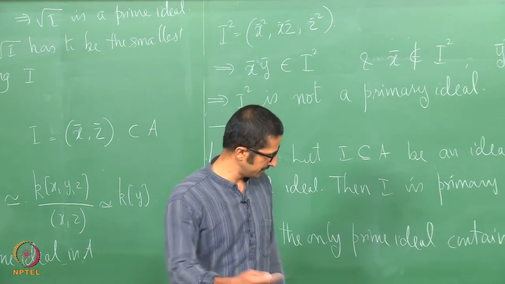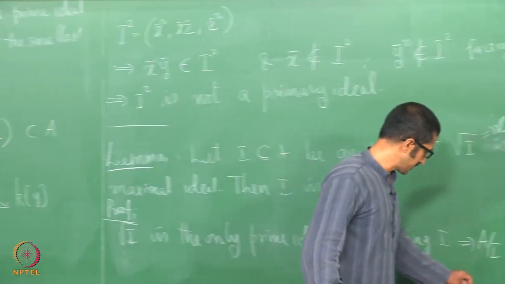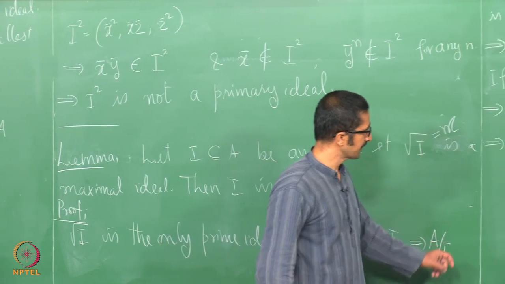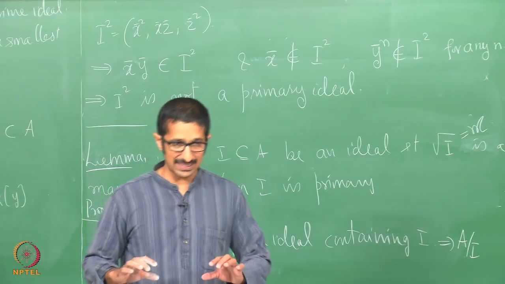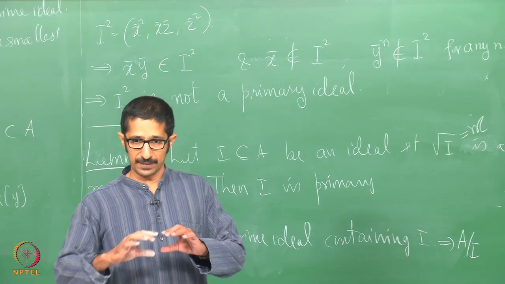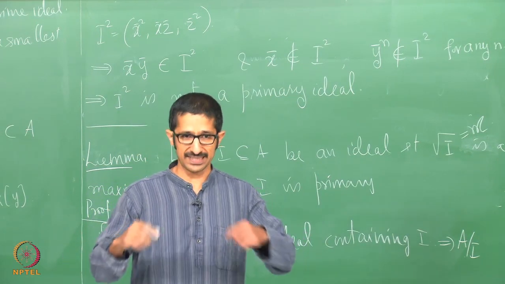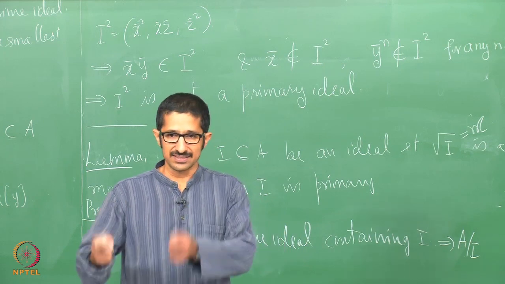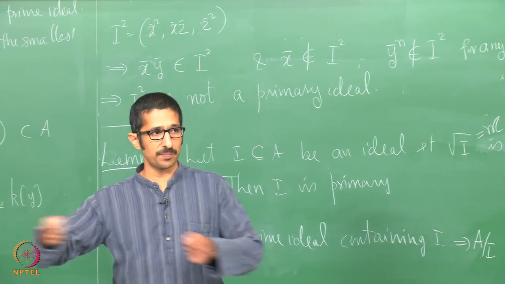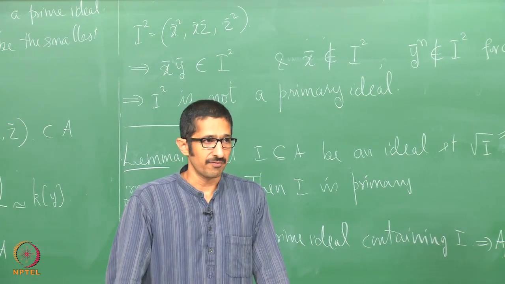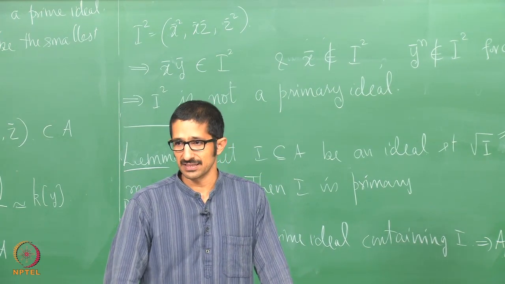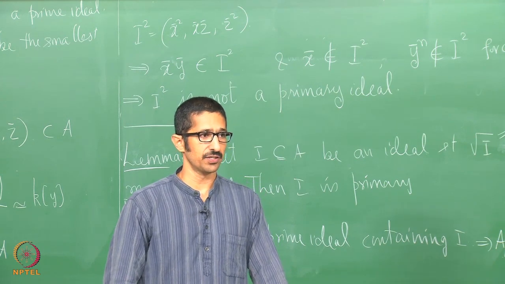Now, we will continue with so in the case of Z we can say that it is like a primary decomposition. You take an ideal nZ, it is like a decomposition into primary ideals. We will see such a similar decomposition in the case of Noetherian rings.